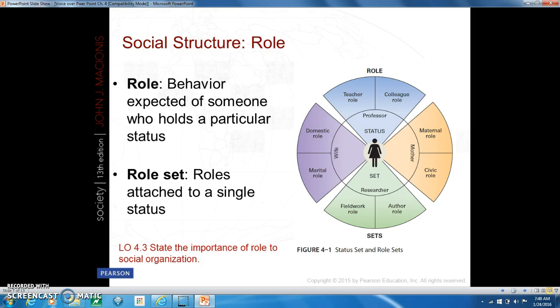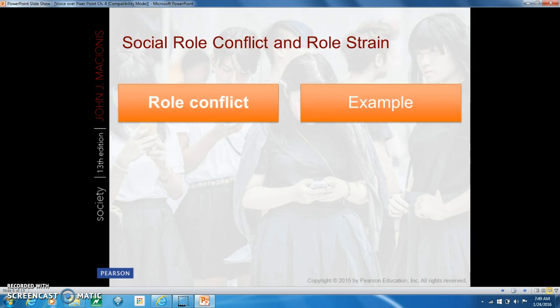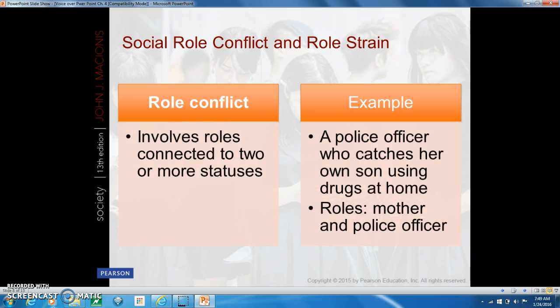A role is a culturally defined pattern of behavior. So the way a society defines how an individual is to behave in a particular status is called a role. We have what is known as role conflict and role strain. Role conflict occurs when, in order to perform one role well, a person must violate another important role.